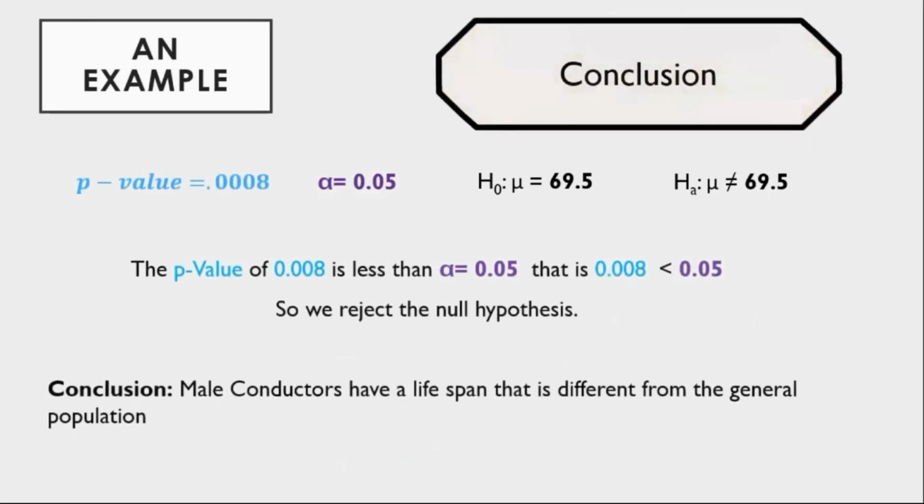Now that we have our p-value, we're ready to make our conclusion. The p-value of 0.008 is less than our significance level we were testing, 5%. So we're going to reject the null hypothesis. Conclusion, male conductors have a lifespan that is different from the general population. We are not concluding they live longer. We're not concluding that they do not live as long, right? We can just say that it's different.